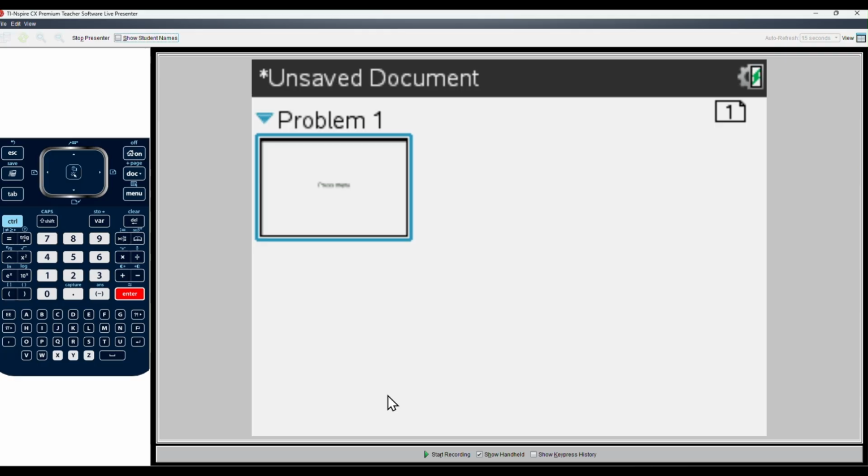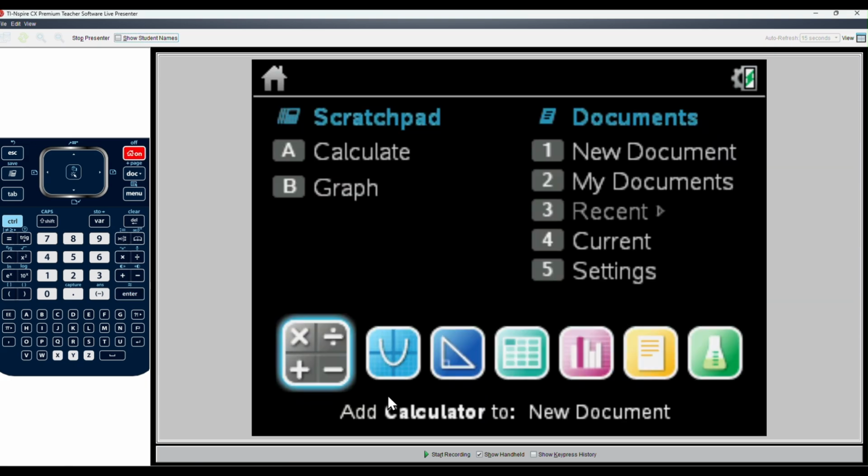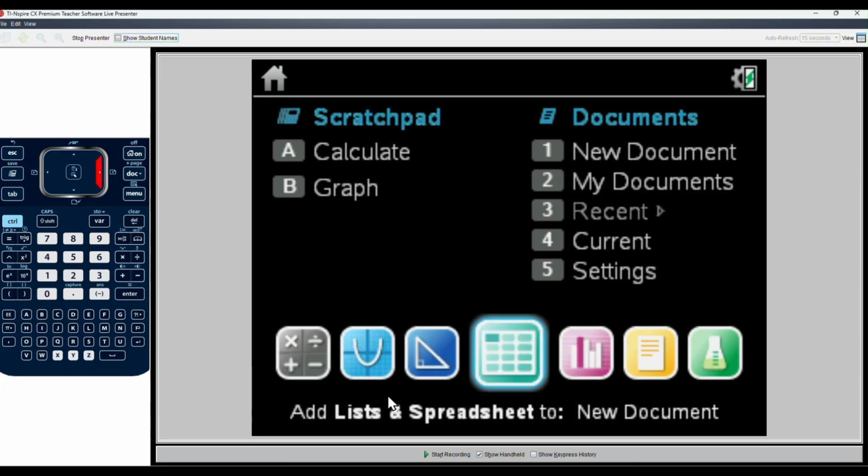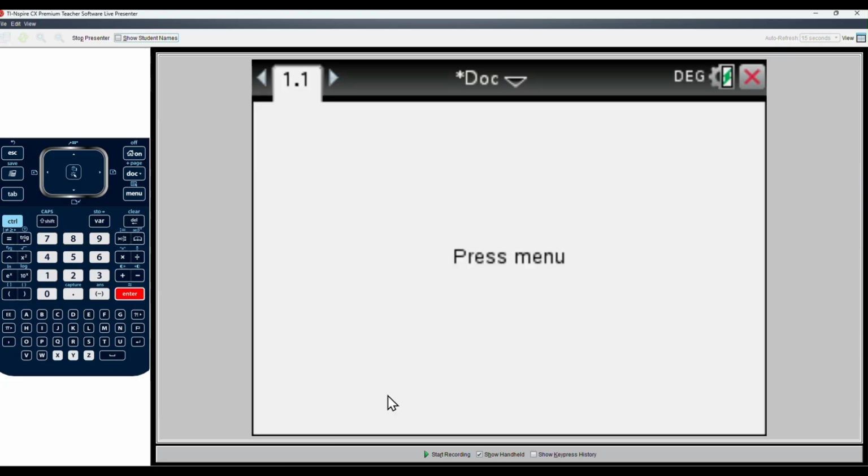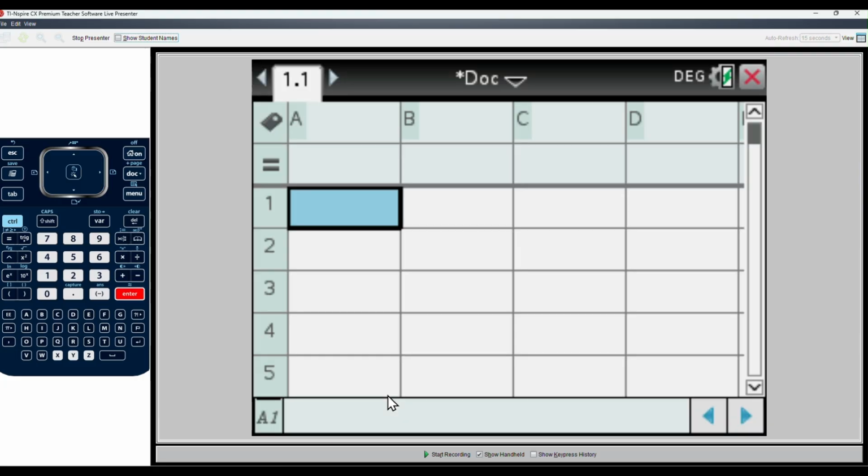So I've hit the home screen. I want to open up the data, the spreadsheet. So this is a lot like Excel. And yes, you could do this in Excel, but the TI-Nspire is really good about figuring out functions, and it's a little easier to use than Excel when you're talking about certain calculations. So I'm going to press enter. And now I have my Excel spreadsheet.